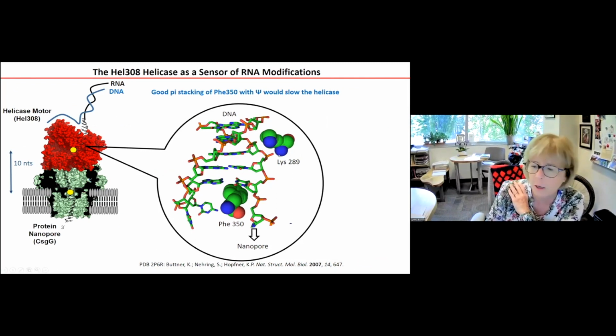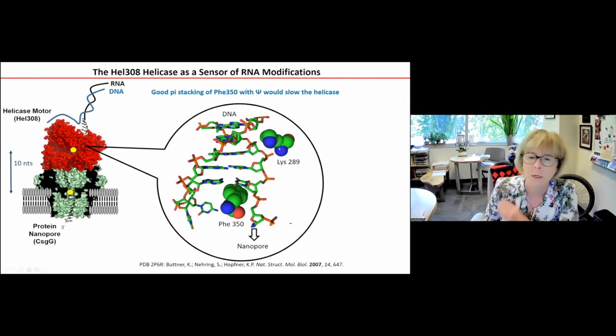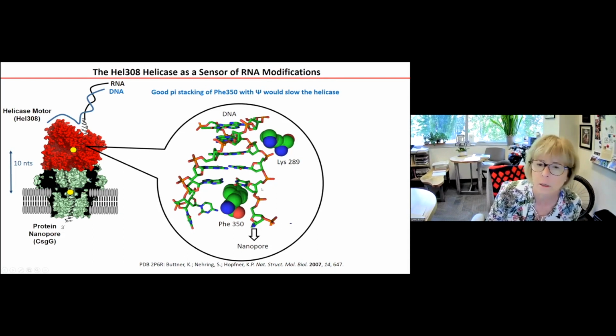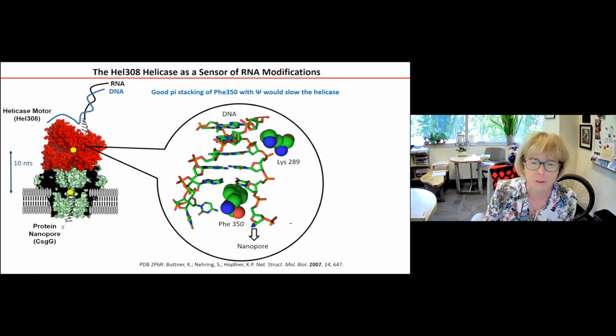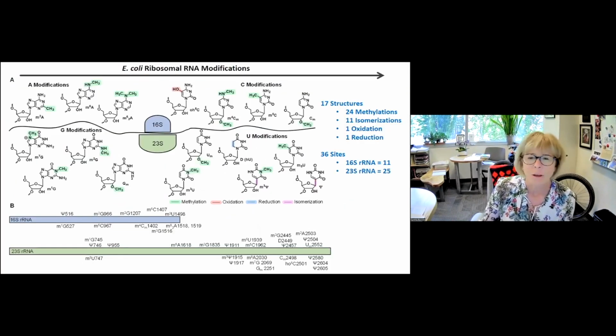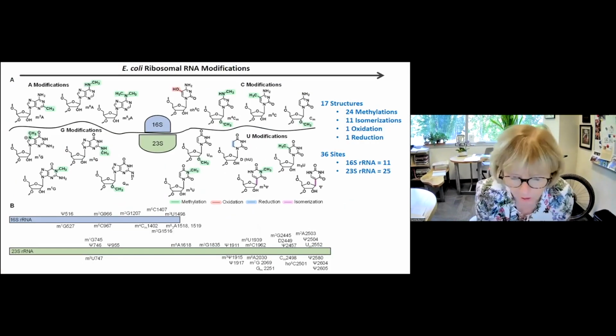I also want to point out that lysine 289 is here, and it looks like it interacts with the ribophosphate backbone about 2 nucleotides earlier in the process. I'll come back to that. That would be 12 nucleotides. It'd be higher up here, 12 nucleotides away from the constriction zone. So save that information for later. Okay, so let's get back to the ribosome.